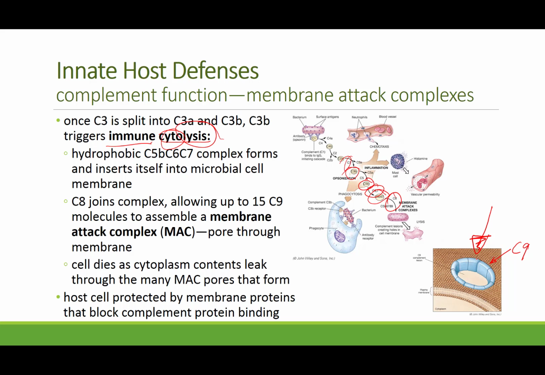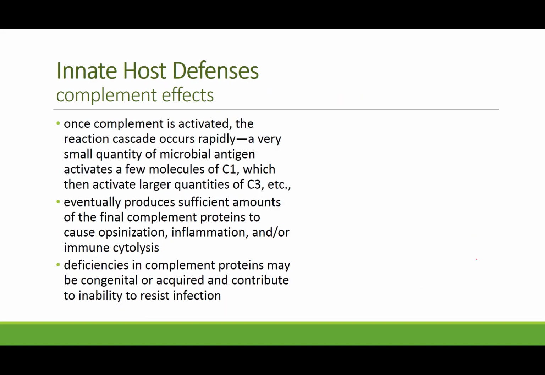Now, why don't all the host cells get these MAC complexes cut through them so that they break up too? Well, fortunately, the host cell is protected because it has membrane proteins that prevent complement proteins from binding to the membrane. So it won't let the C5b, C6, C7 complex make itself part of the membrane. Okay, so there we've seen it. Opsonization, stimulation of inflammation, and the development of these membrane attack complexes.